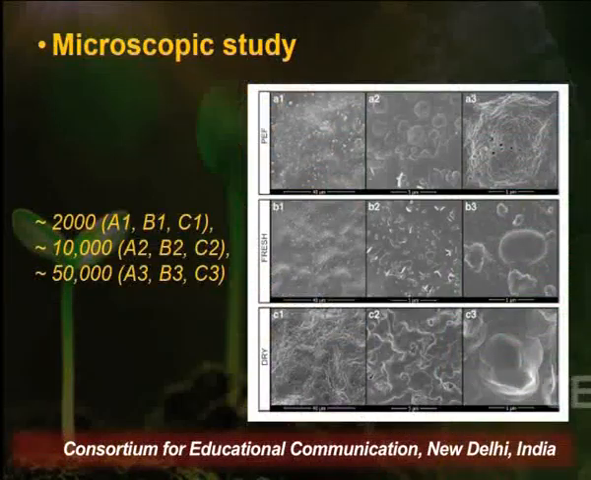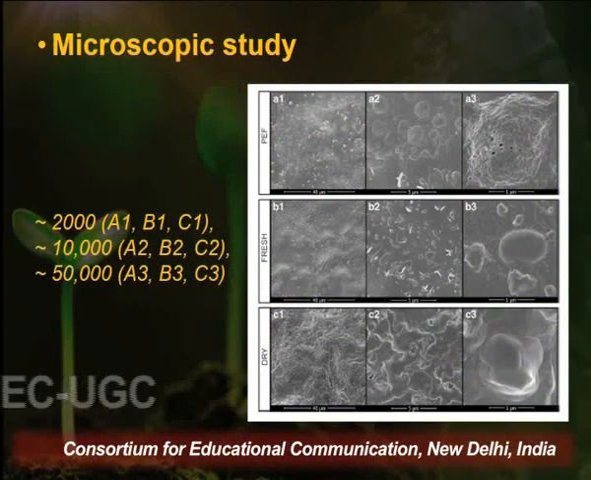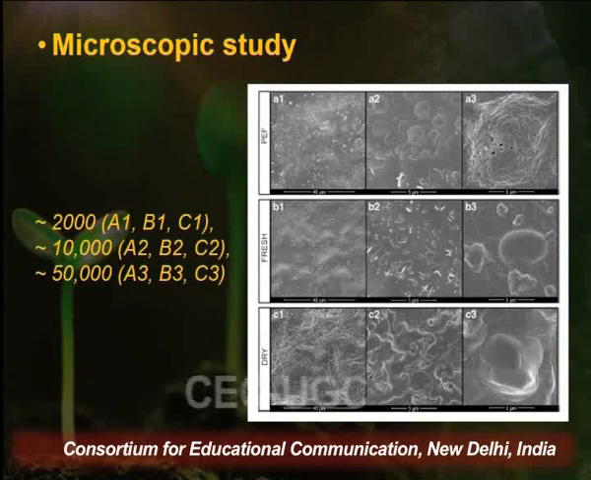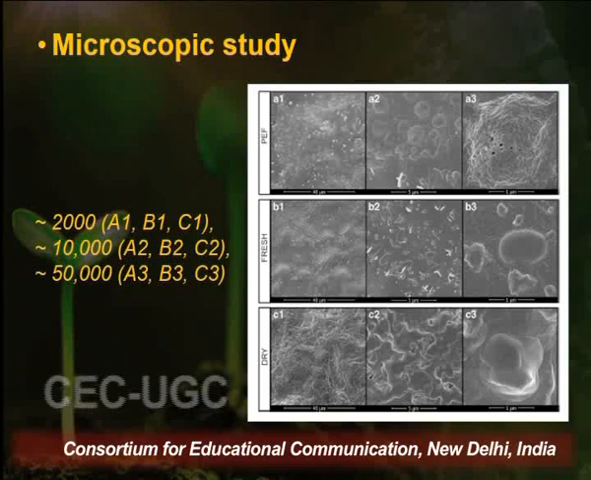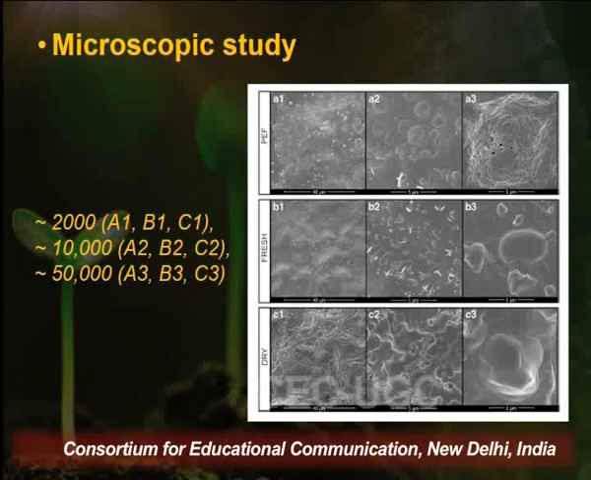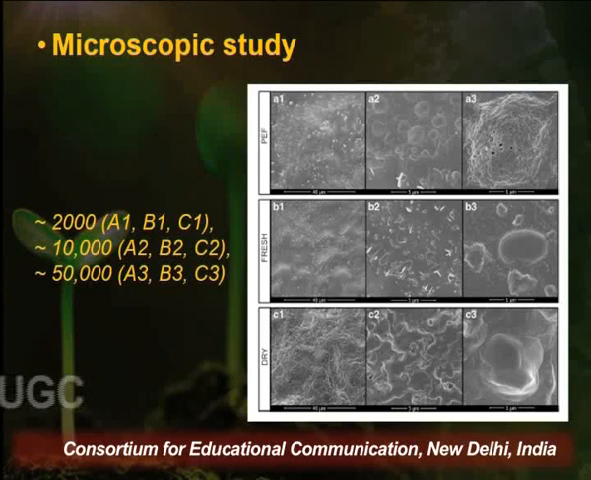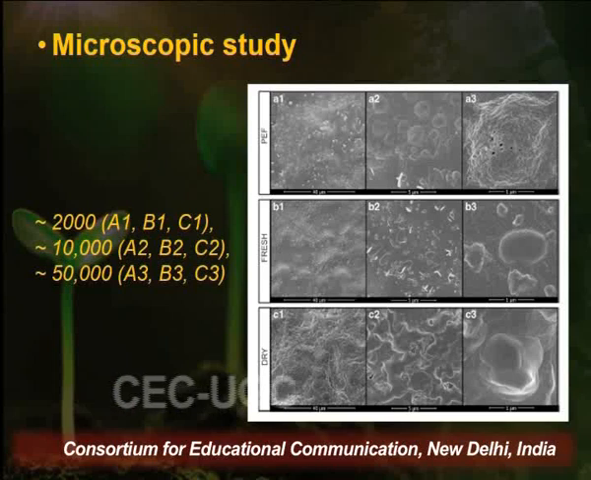Another method is by observing the cells or the tissue under microscope. So in this figure you can see three different rows. The uppermost or the topmost row is of the sample that has been exposed to the pulse electric current. The middle row is of the fresh sample, and the third row is of the dried sample. And you can see each row has three different images. The first image is at 2000 times magnification, second image is at 10,000 times magnification, and the third one is at 50,000 times magnification.